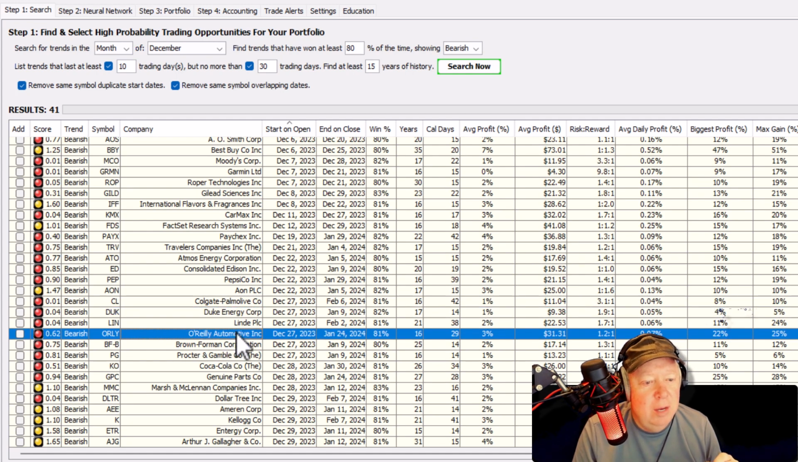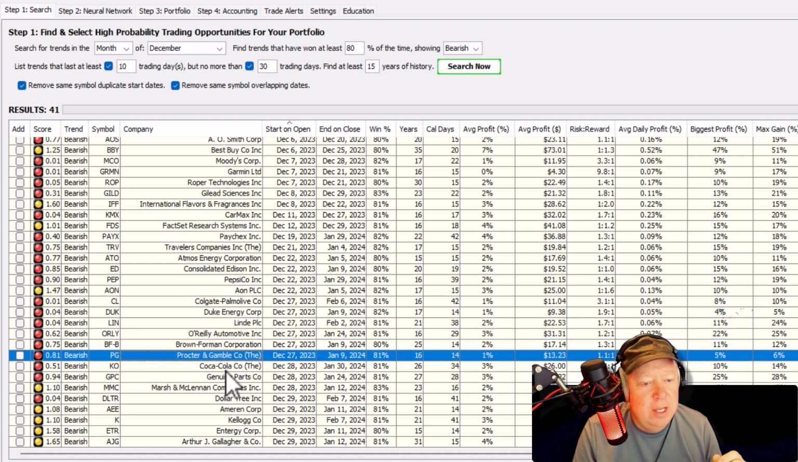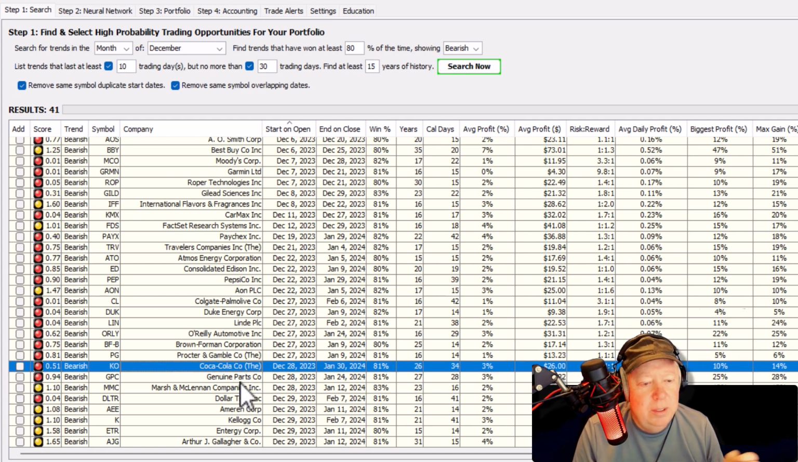So O'Reilly Automotive, December 27th to January 24th, 81% of the time, 16 years, it's lost 3%. Get that baby out of your portfolio. Procter & Gamble, December 27th to January 9th, 81% of the time over the last 16 years, that thing's lost 1%. Get that dog out of your portfolio. Or at least put a put option on it. Or just be mindful of the fact that you're probably not going to make money on it. I mean, past performance is not necessarily indicative of future results, but it's the best information we have, right?